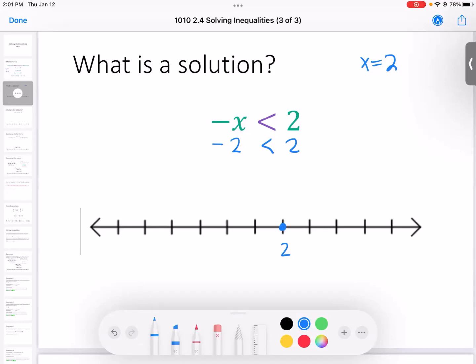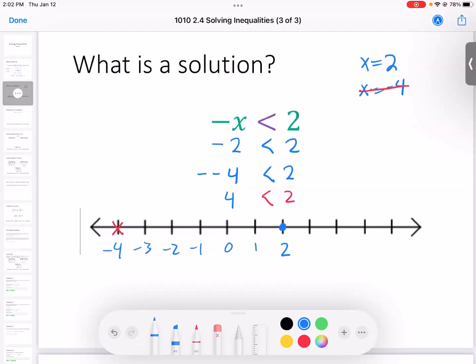Are there any other solutions? All the negative numbers. Okay, so I'll do 1, 0, -1, -2, -3, -4. So you're saying if I had x equals -4, I could plug that in. So if I had -4 less than 2, well, the opposite of -4 is 4. Okay, so maybe I'll do an X on that. So we know that's not a solution because 4 is not less than 2.